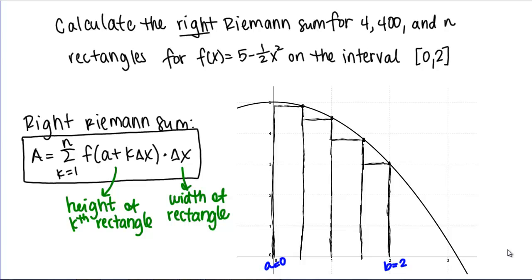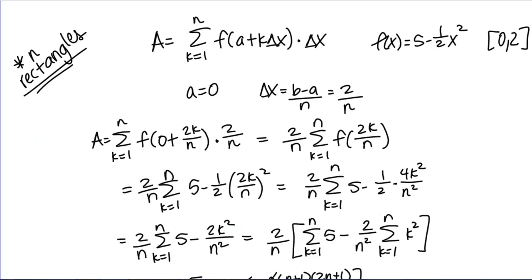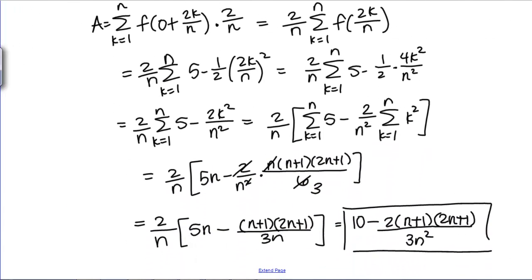In a previous lesson with Heather, we calculated the right Riemann sum for n rectangles for f(x) = 5 - 1/2 x² on the interval from 0 to 2. So if we look at all of our work that we did before for n rectangles, we used all this sigma notation and we ended up at the end, after we simplified, with a function in terms of n.